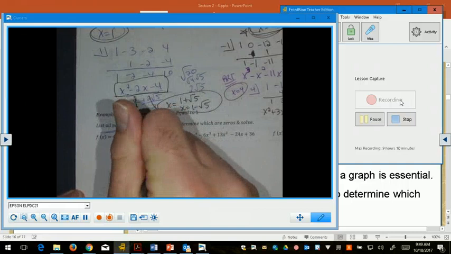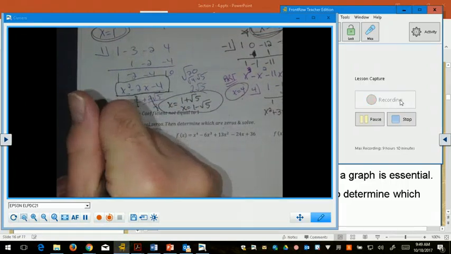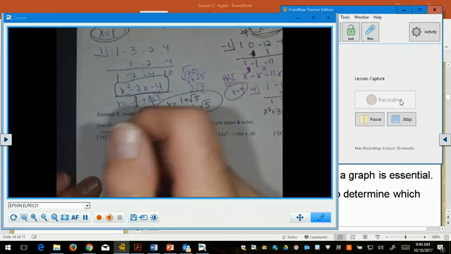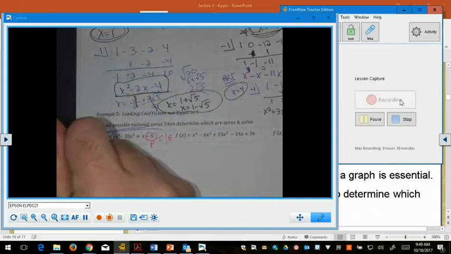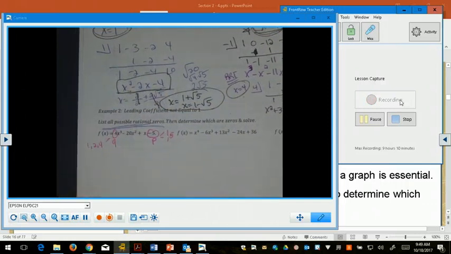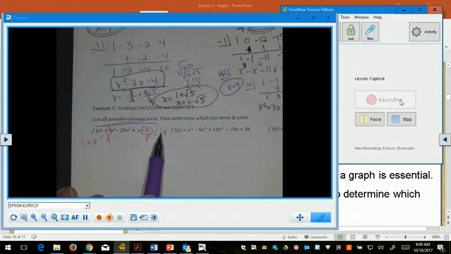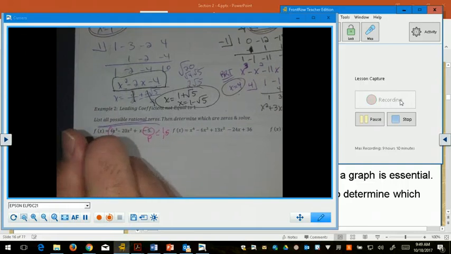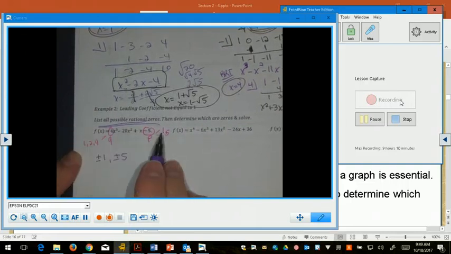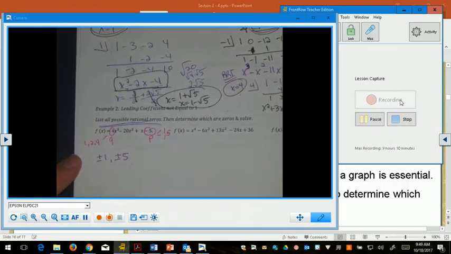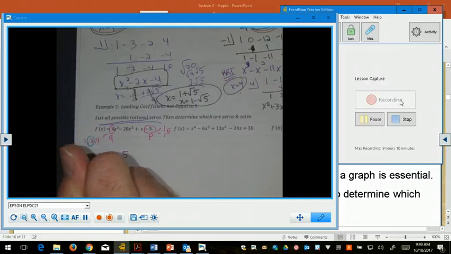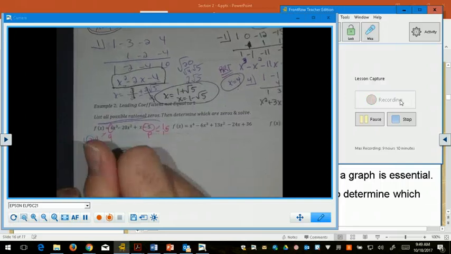My p is -5, since this is in standard form. My q is 4. So my factors of p are 1 and 5. My factors of q are 1, 2, and 4. And I have to make a list of my p's divided by my q's. Well, if I divide these by 1, that's going to give me plus or minus 1 and plus or minus 5. 1 divided by 1, 5 divided by 1. When I divide by 2, I'm going to have plus or minus 1/2, plus or minus 5/2.